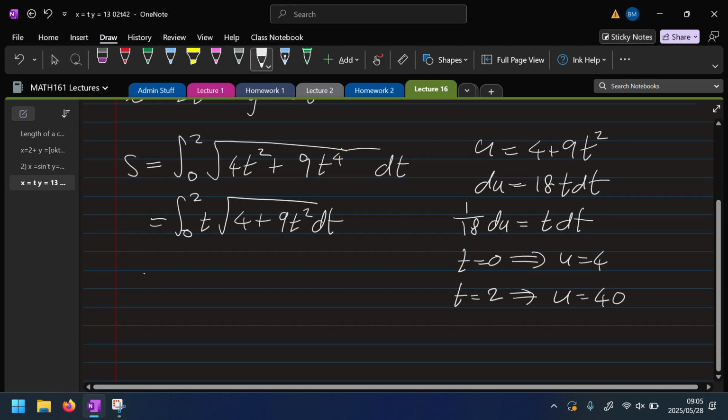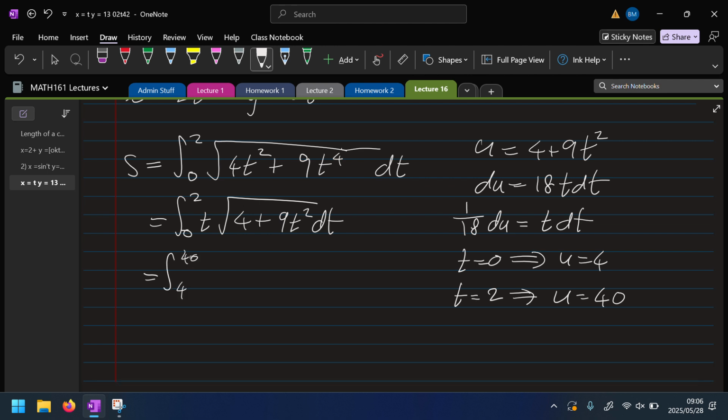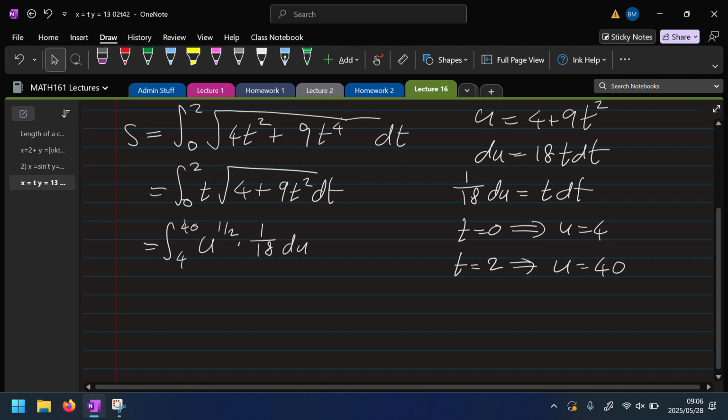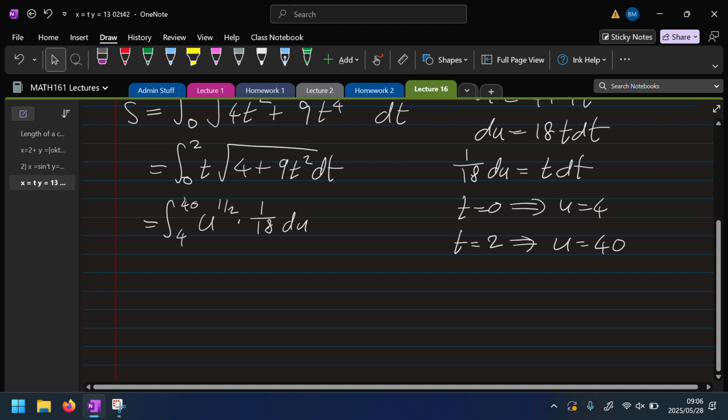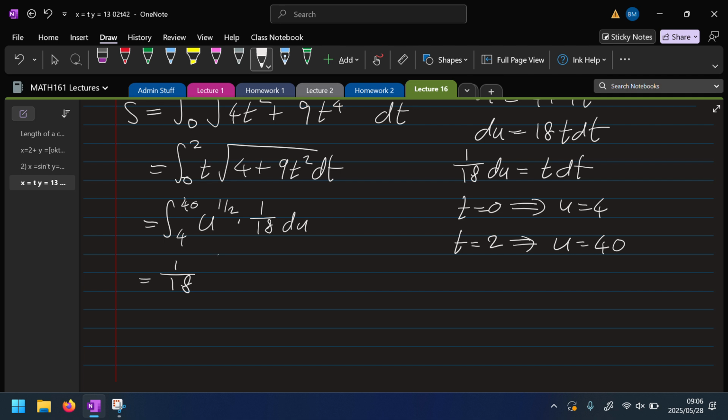Okay, so let's substitute. So we have the integral from 4 to 40. T dt, that's covered by the du. So we just have root of u, which we can write as u to the half. Okay, 1 over 18, that's a constant. We can take that out. So that will be 1 over 18 integral from 4 to 40, u to the half du.